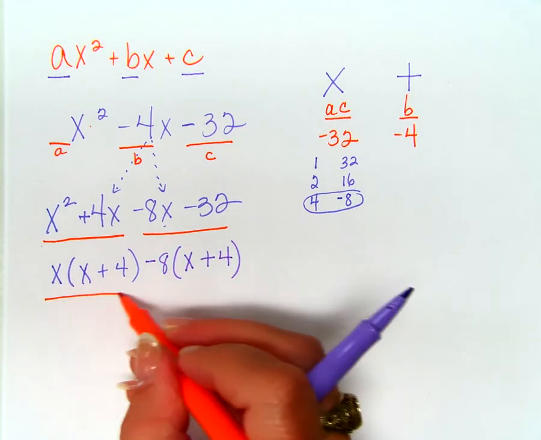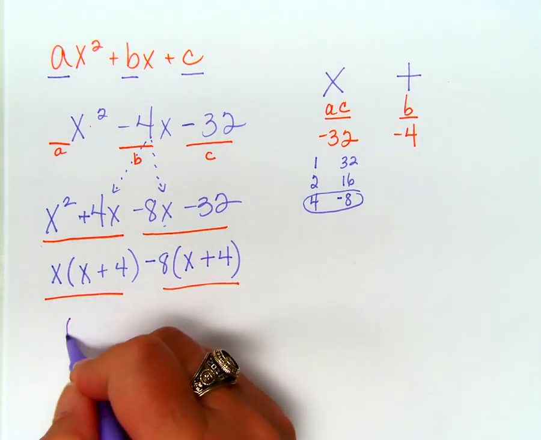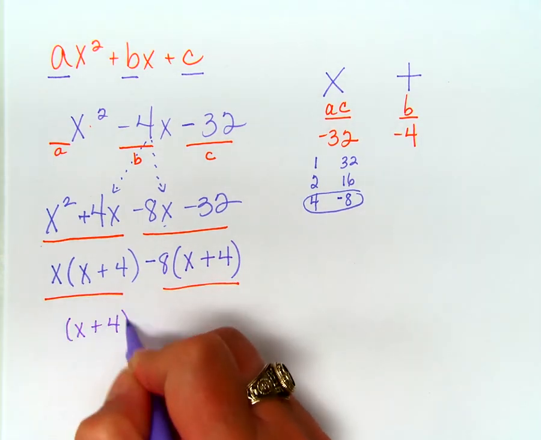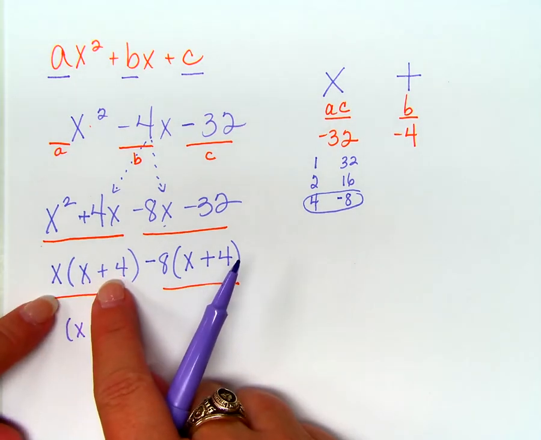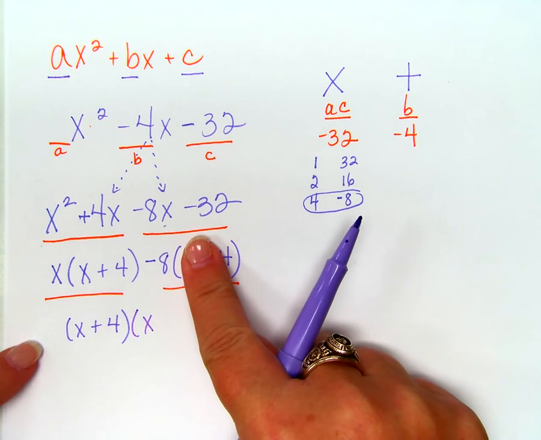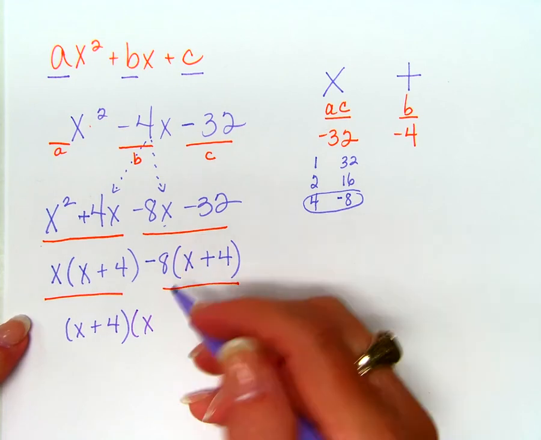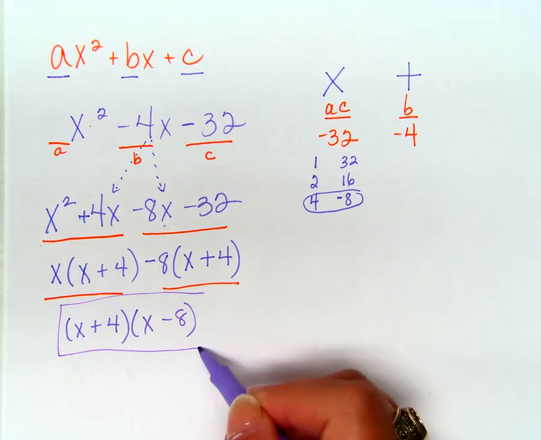Does this term and this term have a common factor? X plus 4, right? They both have an x plus 4. If I factor out an x plus 4 from the first term, what do I have left? X. If I factor out an x plus 4 from the second term, what do I have left? Negative 8. That is my answer.